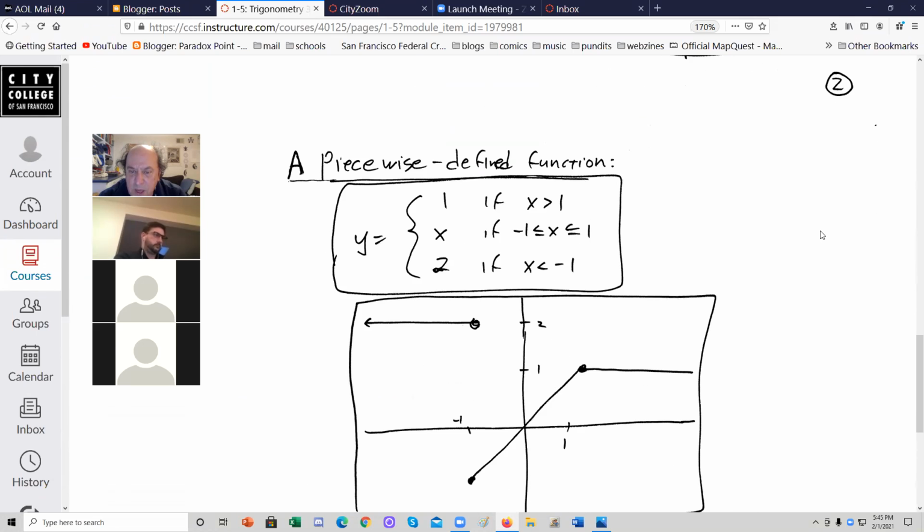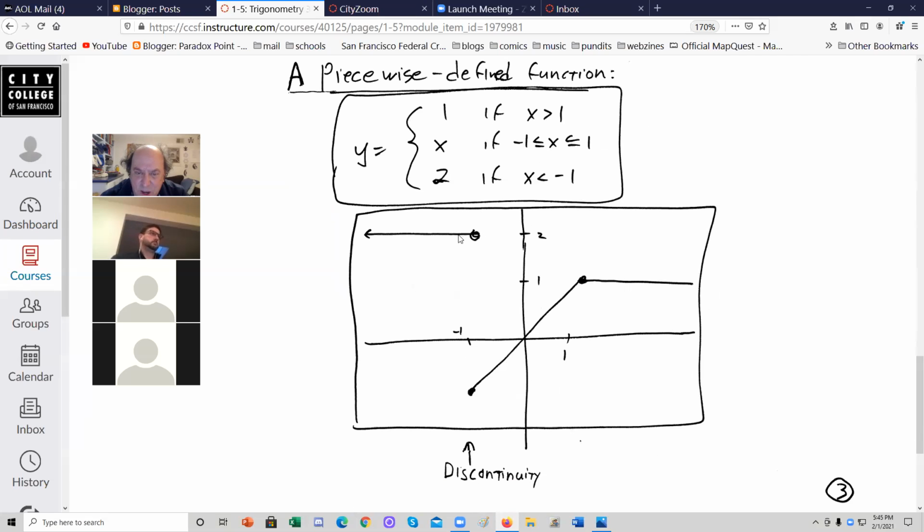Here we have what's called a piecewise defined function. I'm not a real fan of it because, as you can see, there's gaps in it. This function has different definitions for different parts of the line. For x equals 1, y equals 1. So it's this horizontal line like this. Y equals x between -1 and 1 for x. So it's this diagonal line here. And y equals 2 for x less than -1. So it's this horizontal line like this. So it's basically 3 pieces of graphs glued together with duct tape.